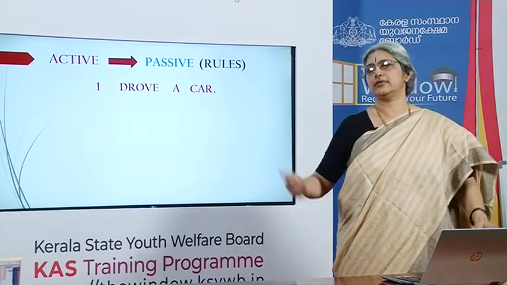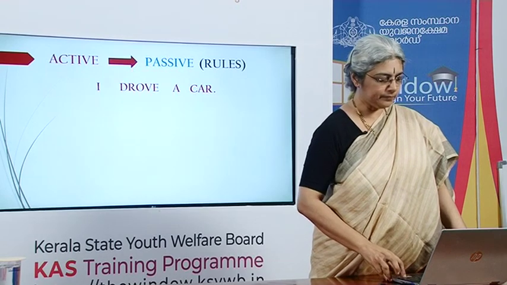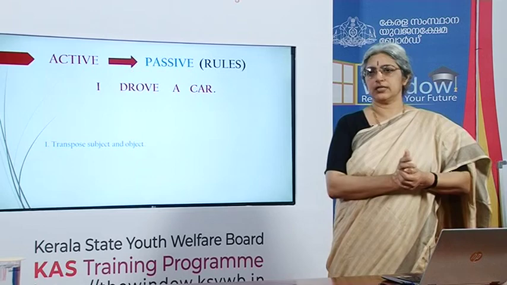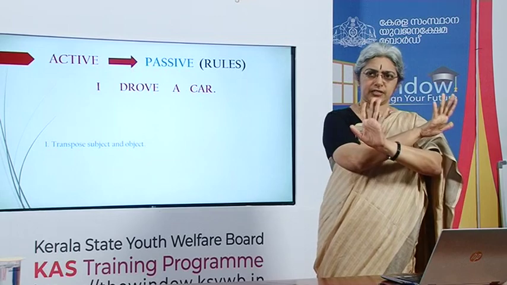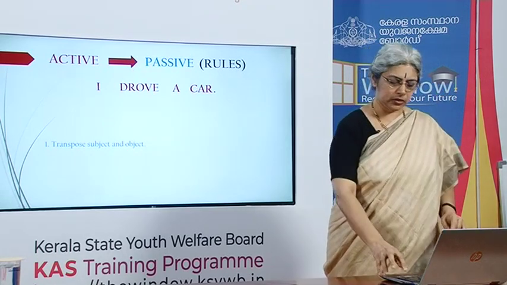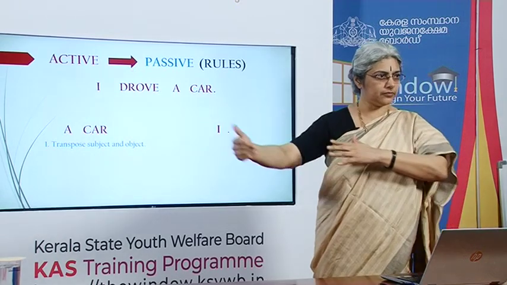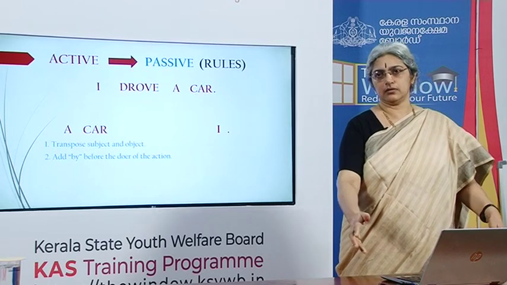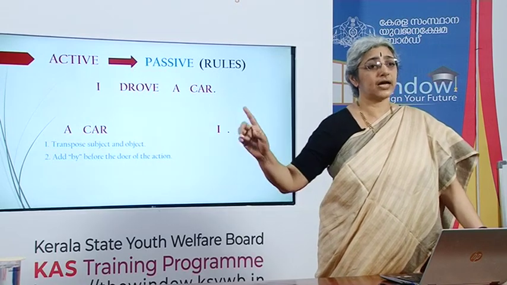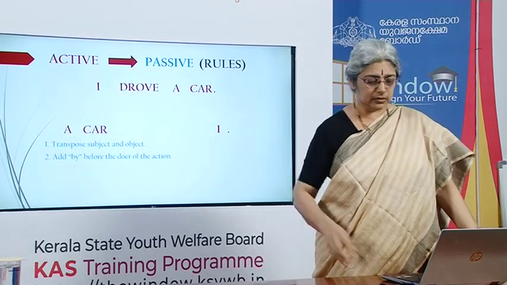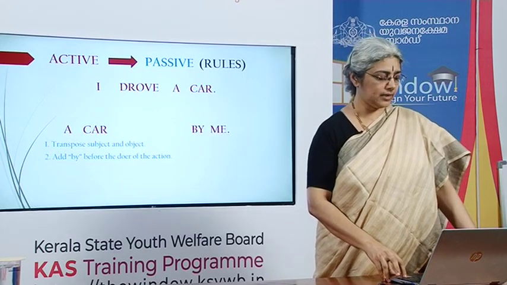So, I am going to take the same old sentence, I drove a car. We know it is a transitive verb, drove. So, the first rule is transpose the subject and the object. You have done it already. You transpose it, meaning you interchange them, you swap their positions, all right. A car comes to the front and I go to the end of the sentence. The next rule obviously is you add by to the doer of the action. The doer of the action continues to be I, all right. It is just that you put by before I. So, automatically I becomes me, you know that.